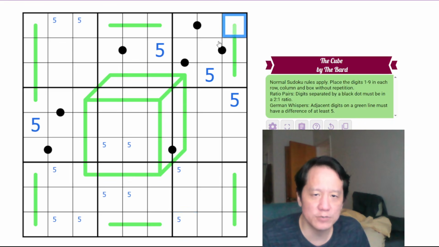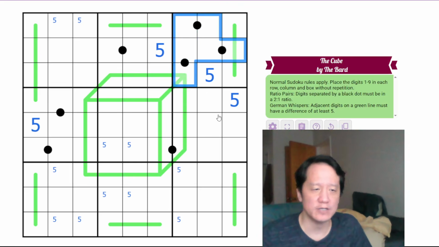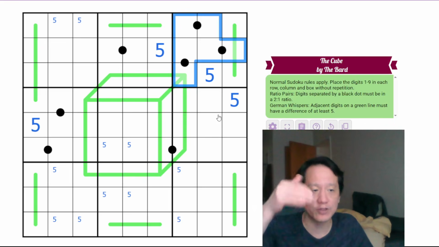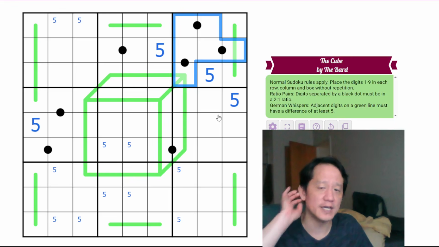We also know 7 and 9 cannot be next to black Kropki dots, because again, if you halve 7 or 9, you get 3.5 and 4.5, which aren't digits. And if you double 7 and 9, you get 14 and 18, which aren't digits.